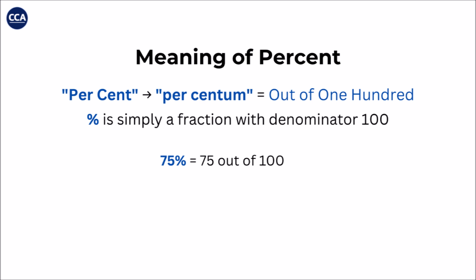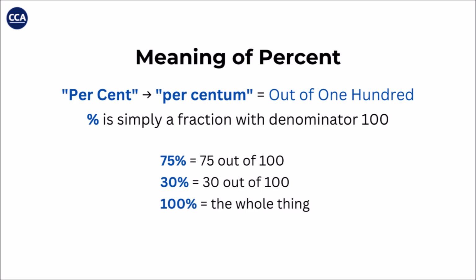75% means 75 out of 100. 30% means 30 out of 100. 8% means 8 out of 100. And 100% means 100 out of 100, the whole thing. Everything. This is why percentages are so useful. They always use 100 as the base, which makes comparing different quantities much easier than using different fractions with different denominators.